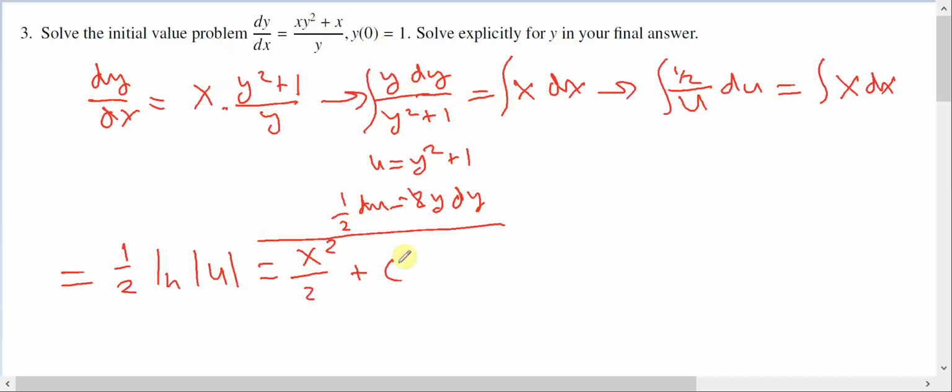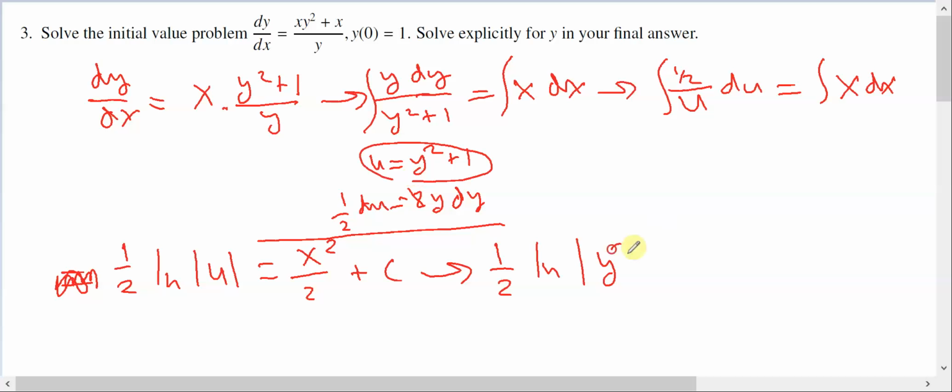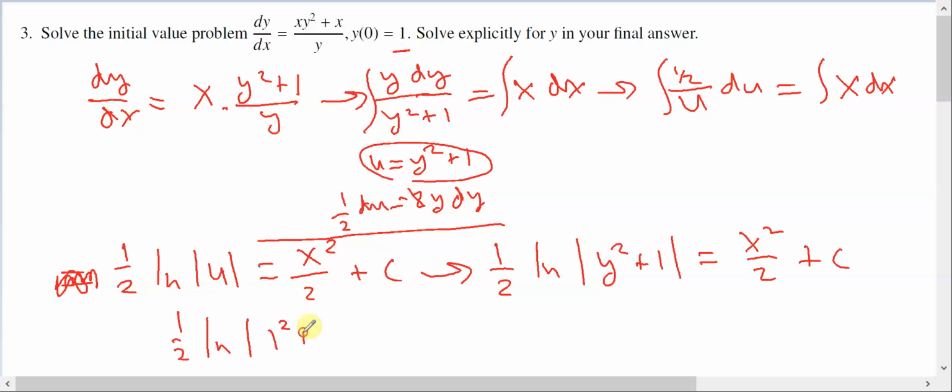Okay, I'm going to go ahead and calculate that constant now by using this initial condition. I know that I'm supposed to get 1 for y when I plug in 0 for x. Well, I guess I got to go back to y first, so let's do that. Sorry about that. Natural log absolute value y squared plus 1, here's my substitution, equals x squared over 2 plus a constant. So now I'll plug it in. I'll have 1/2 natural log absolute value, get a 1 for y, so that y is 1 squared plus 1 when I plug in 0 for x. Okay, so this is going to be natural log of 2. 1/2 natural log of 2 is my constant.